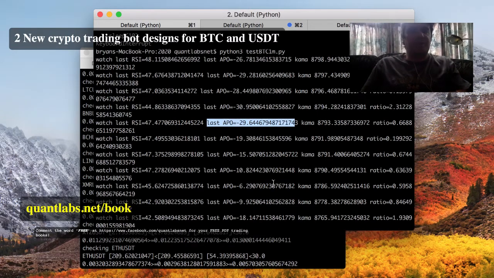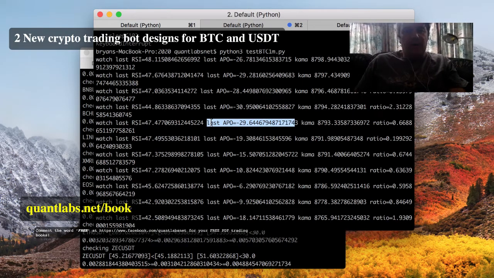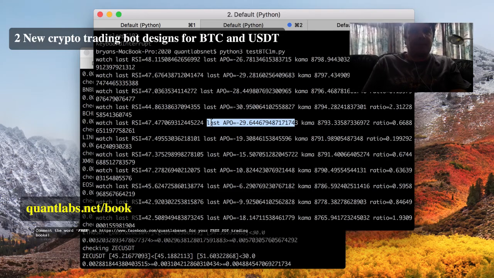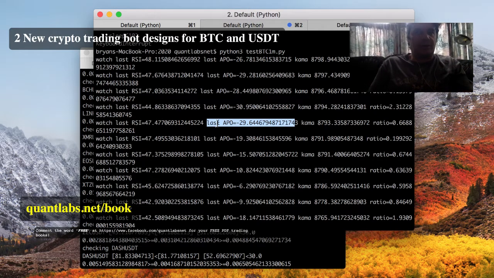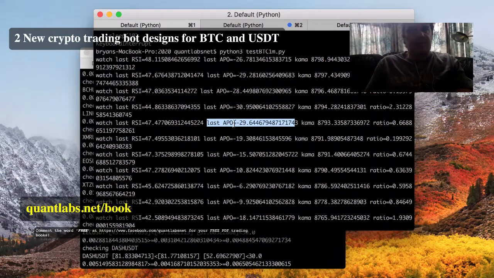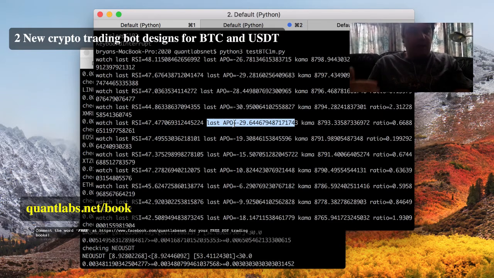So it doesn't matter if it's mean reverting or trending. If it's oscillating with APO, it's reliable regardless of whether it's trending or mean reverting. And obviously, when it's negative, it means it's going to have a downward move.